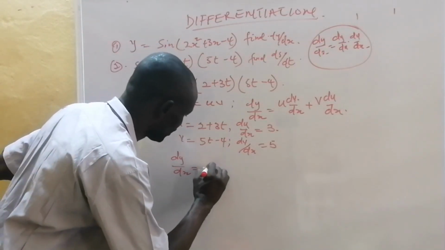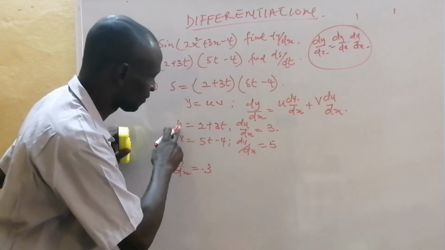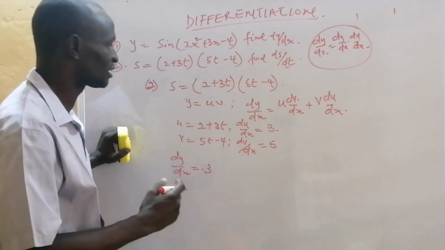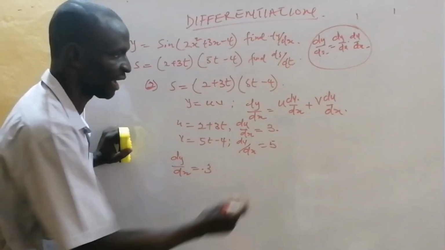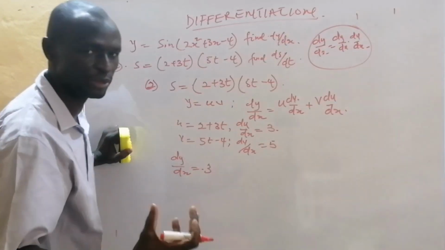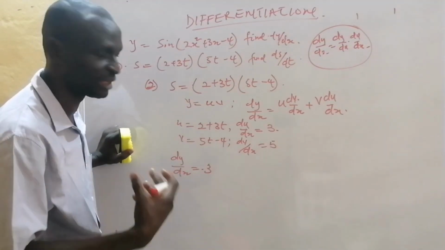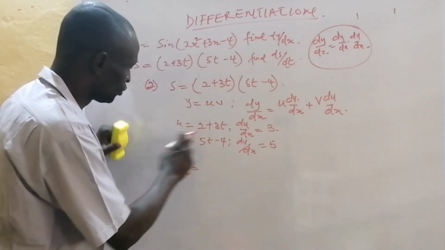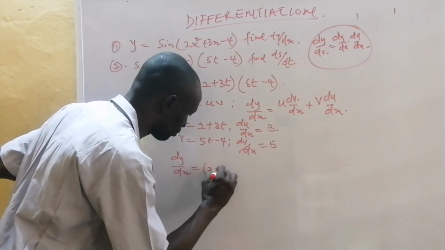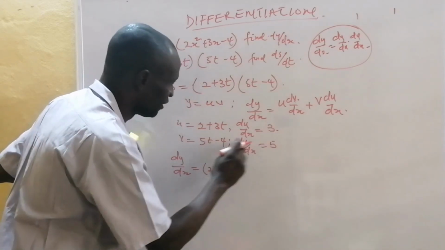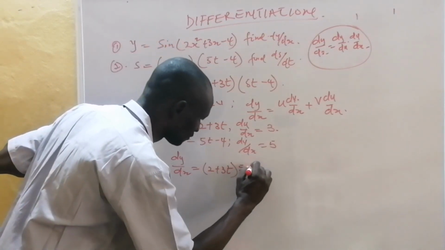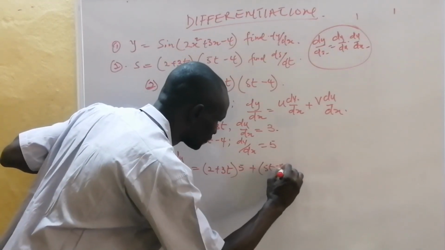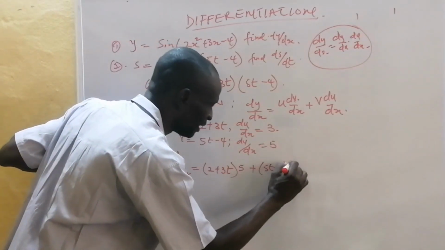Because it's a product, we can pick it in any order, and the result here is a summation of both terms. Let's start with u. U is 2 plus 3t, times dv. My dv is 5, plus my v now is 5t minus 4, times du, and my du is 3.